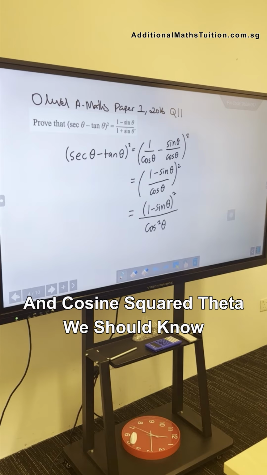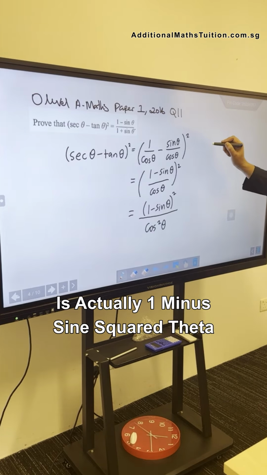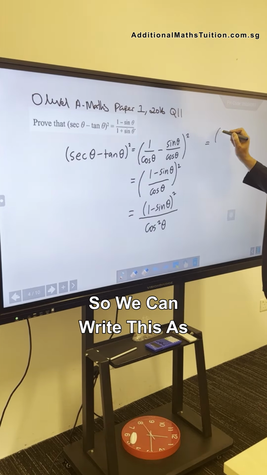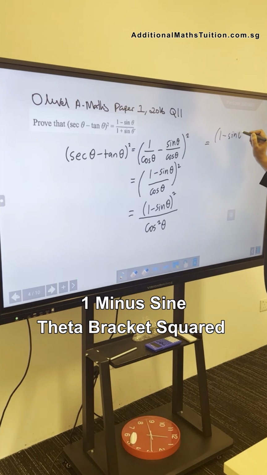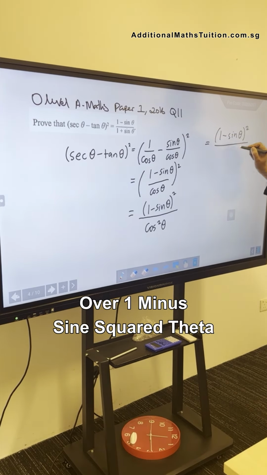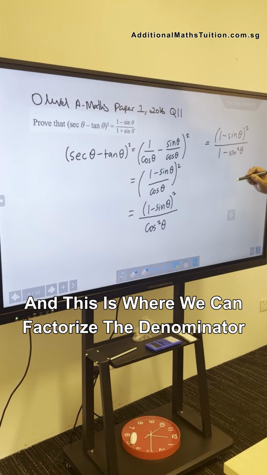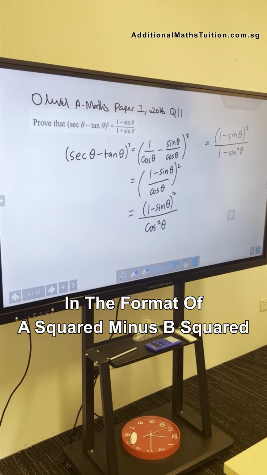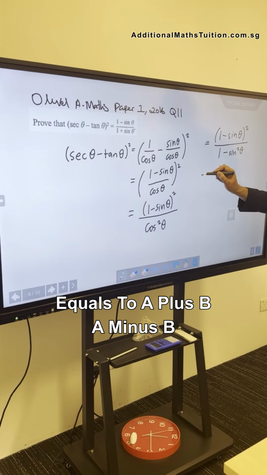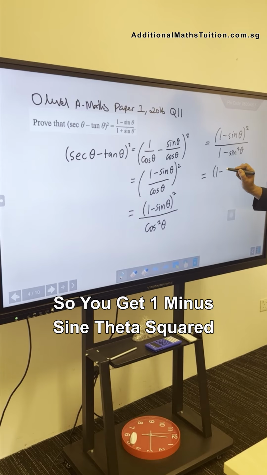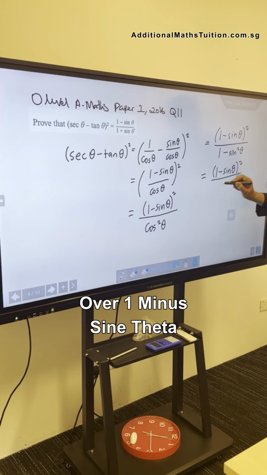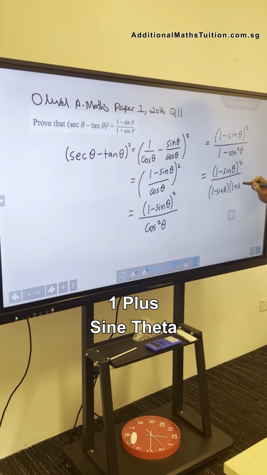And cosine squared theta, we should know, is actually 1 minus sine squared theta. So we can write this as (1 minus sine theta) squared over 1 minus sine squared theta. And this is where we can factorize the denominator in the format of a squared minus b squared equals (a plus b)(a minus b). So you get (1 minus sine theta) squared over (1 minus sine theta)(1 plus sine theta).